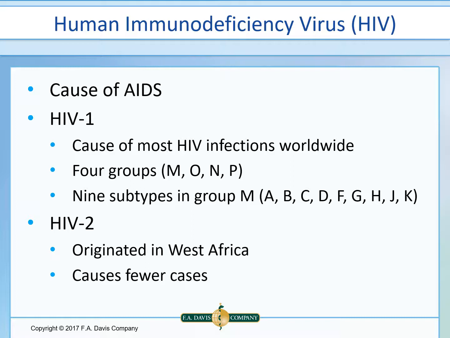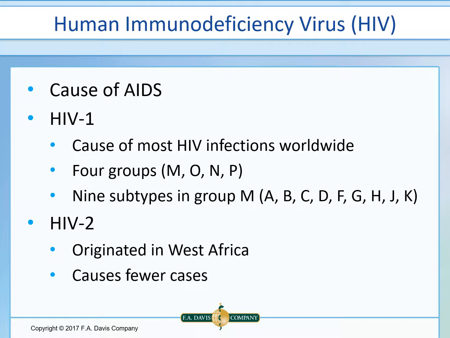HIV-1 is the cause of most HIV infections worldwide, and it consists of 4 groups, M, N, O, and P, with the group M being the major group that's the cause for the majority of HIV-1 infections. In the group M, there are 9 subtypes, designated subtypes A, B, C, D, F, G, H, J, and K.